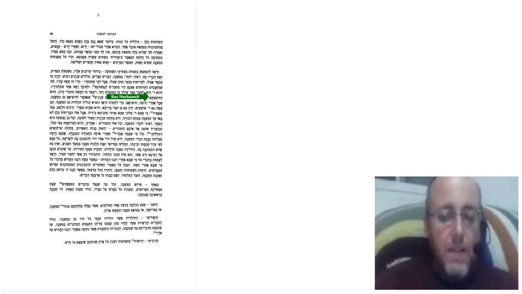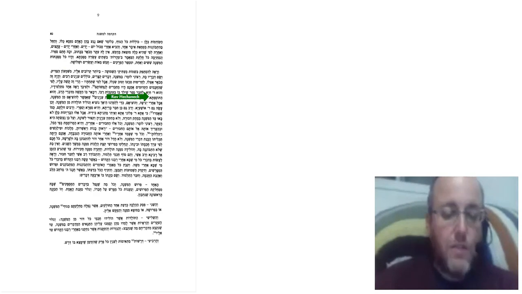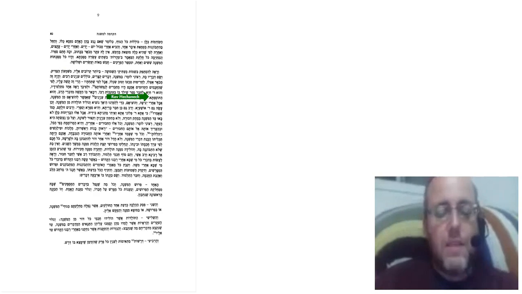The Tosefta is an appendix to the Mishnah. It's usually printed at the back of every volume of Talmud. You can find the Tosefta, or, of course, there are also editions just of the Tosefta. The Tosefta is an appendix to the Mishnah. It's written in a style that looks and feels and smells like the Mishnah, but it's of secondary authority and importance to the Mishnah.